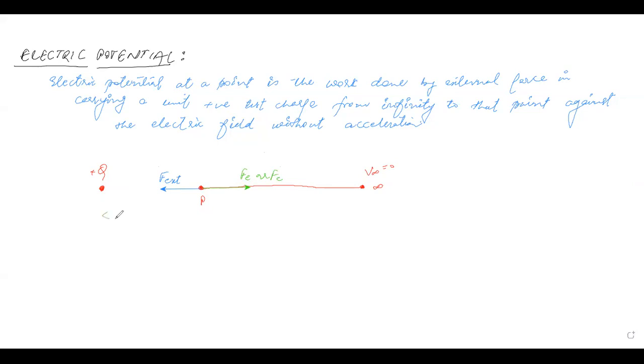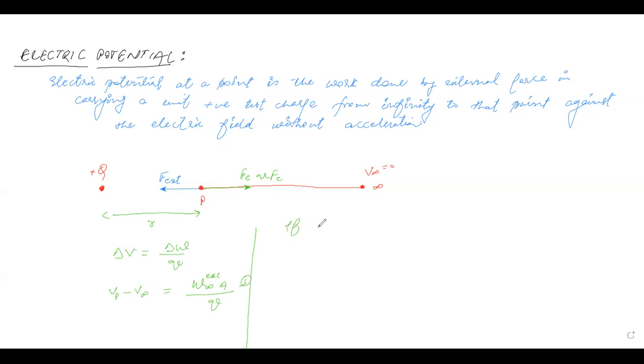Okay. And now we are taking the separation from the source charge to the point P as r. Then what will be the potential difference? We already know potential can be written as delta V is equal to delta W over Q. And now what is delta V? Delta V is V_P minus V infinity is equal to W infinity to P externally over Q. Okay. This is your equation number one.